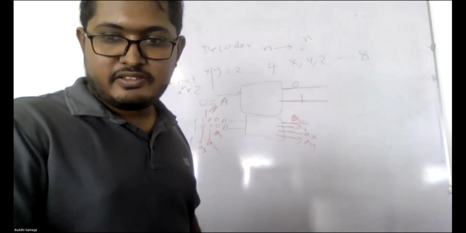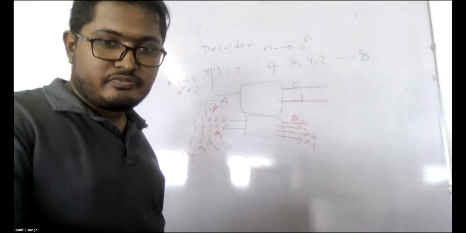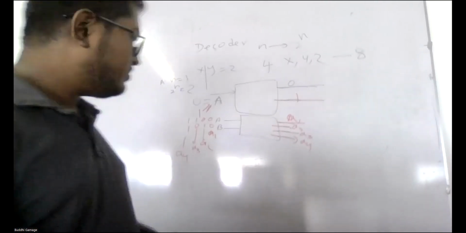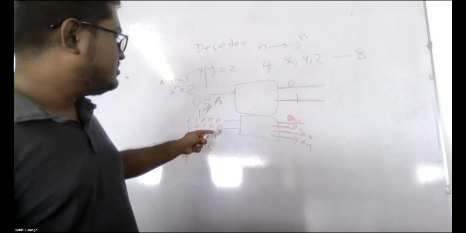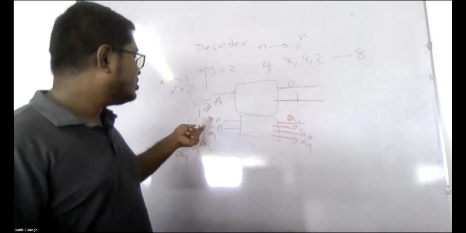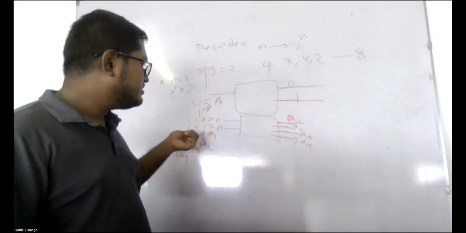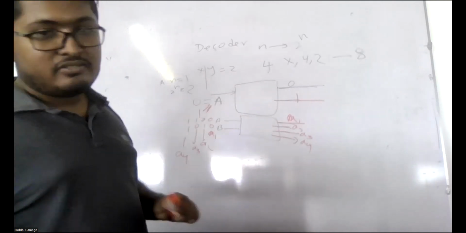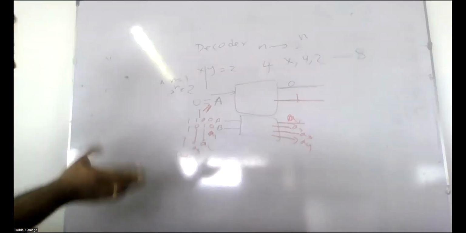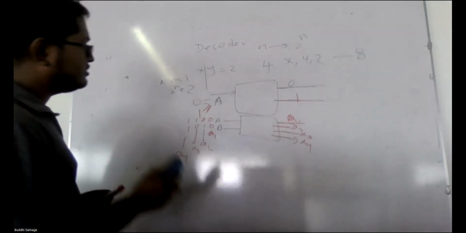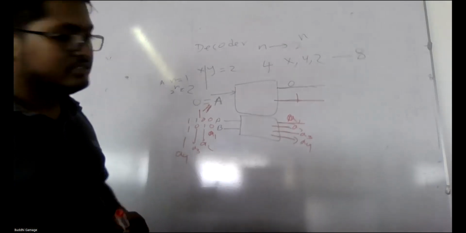Did you understand the concept? So there are 2 inputs and there should be 4 outputs. And according to the binary values given to this, out of those 4, only one line will be active at a time. So how can we draw a truth table for this decoder?